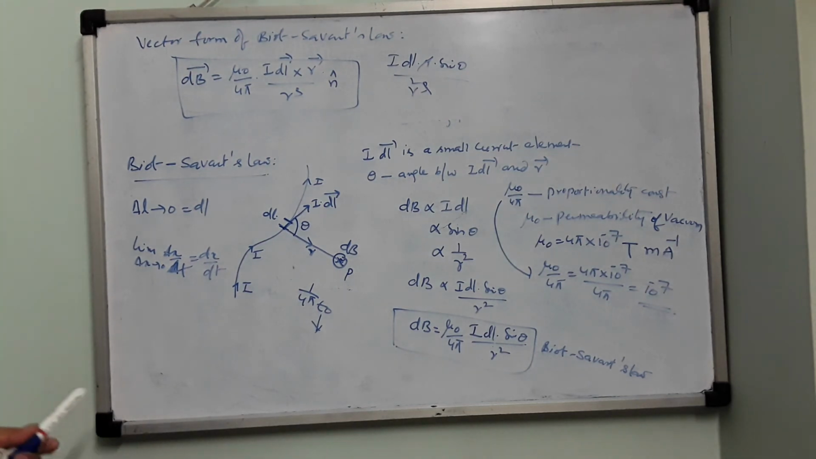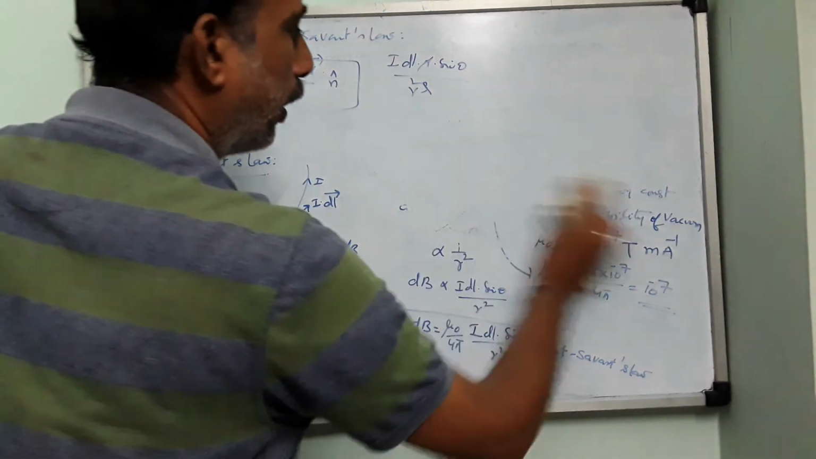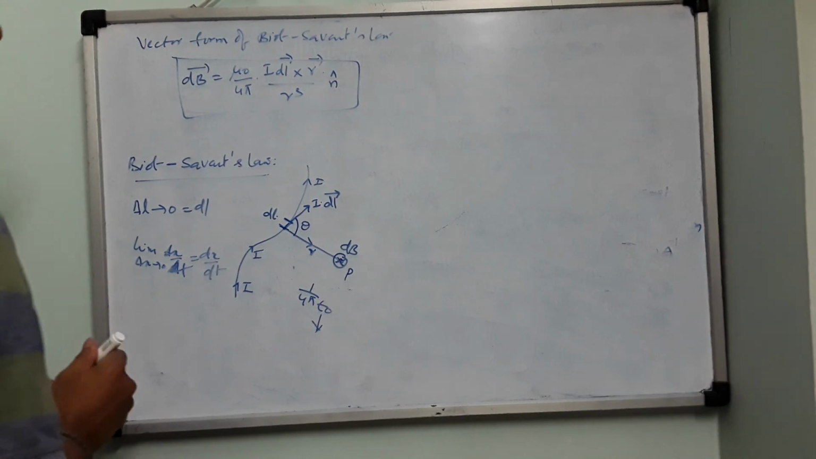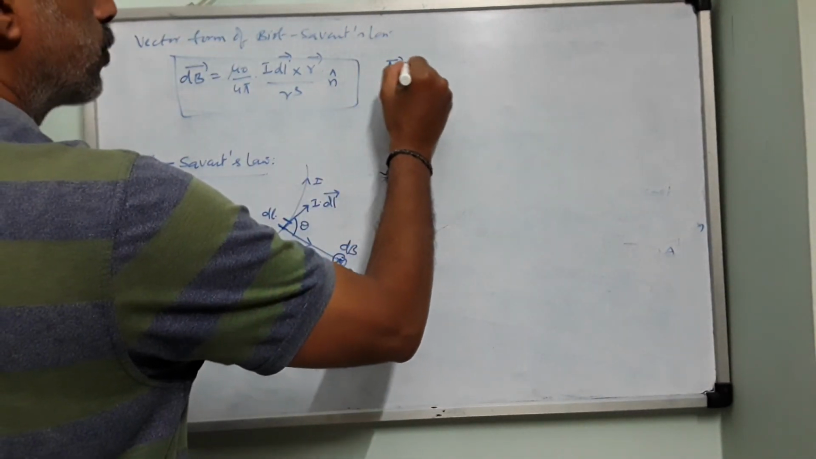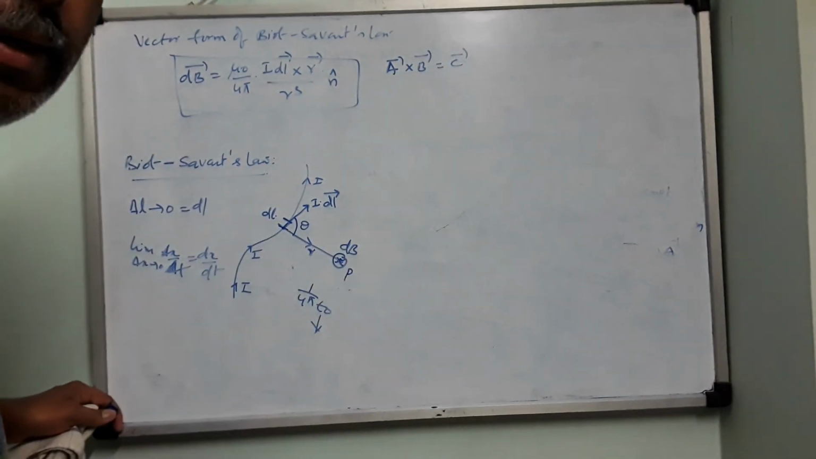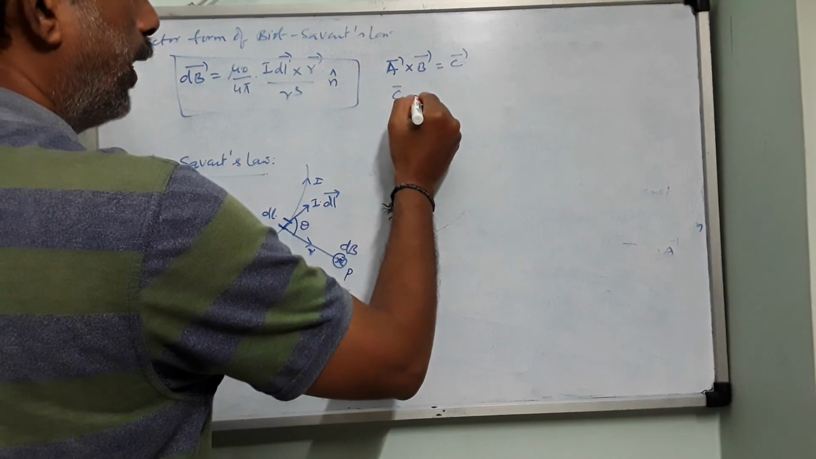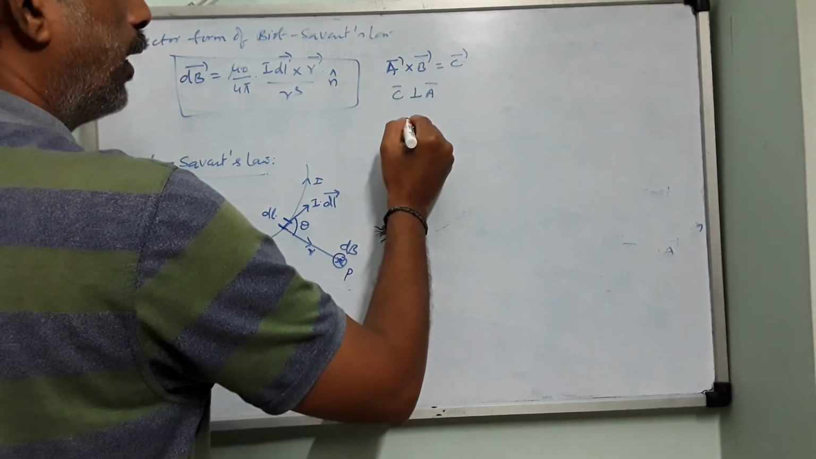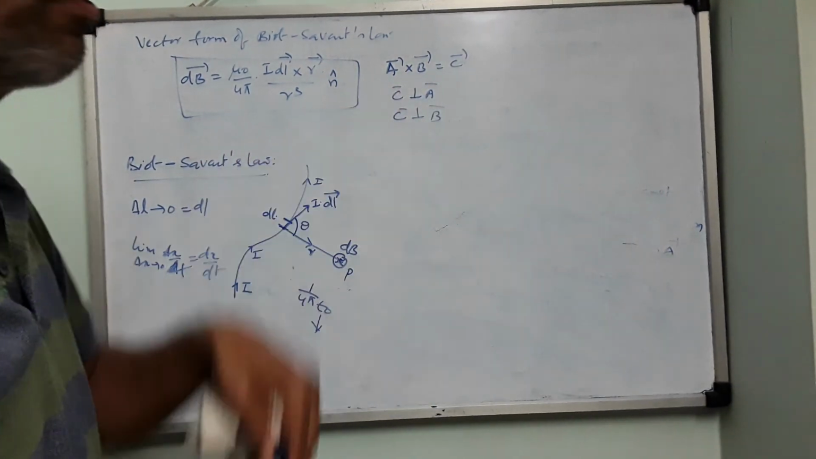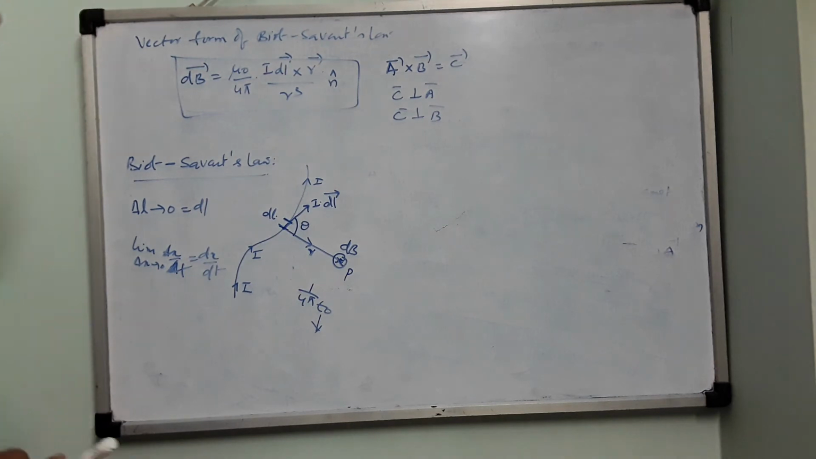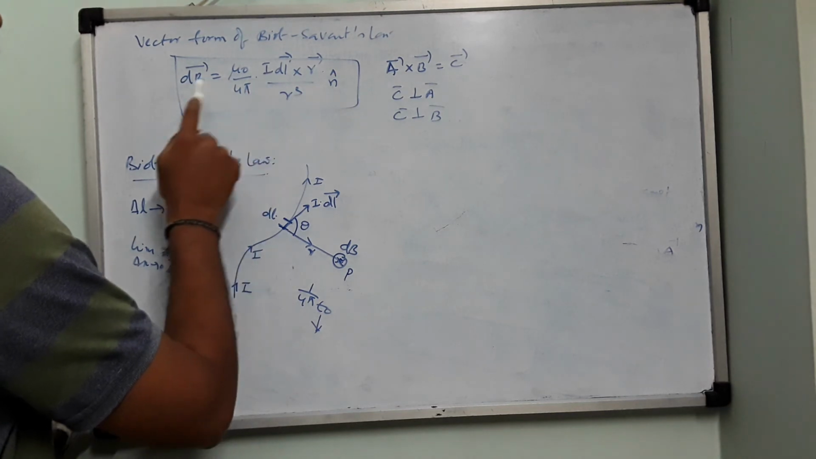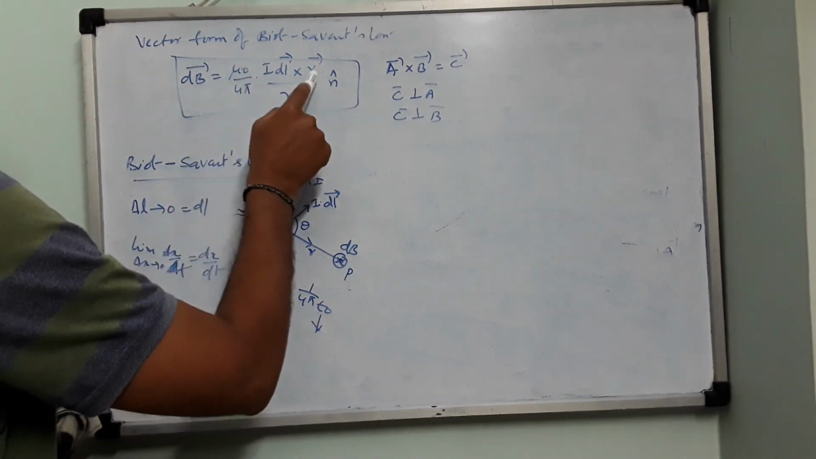Okay? Right. What does it indicate? Now, whenever you write A cross B equals C, the cross product of two vectors is going to be a vector. This C will be perpendicular to A, and C is perpendicular to B, and C is perpendicular to the plane containing A and B. So therefore, when you say dB is like this, the magnetic field produced by the element is perpendicular to itself and perpendicular to the radial vector.